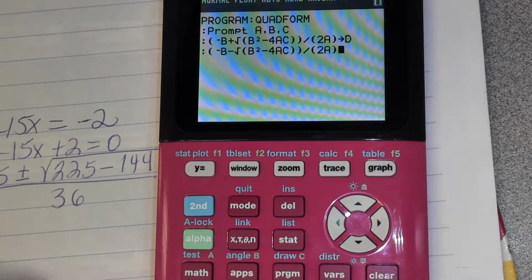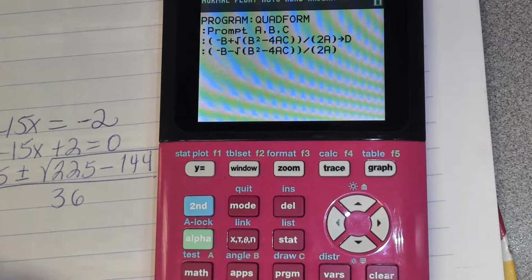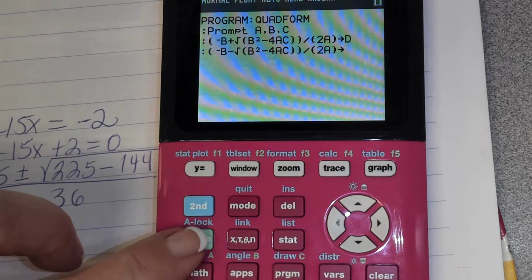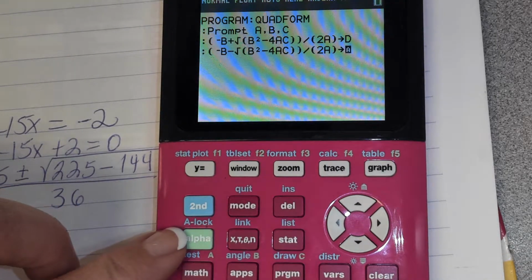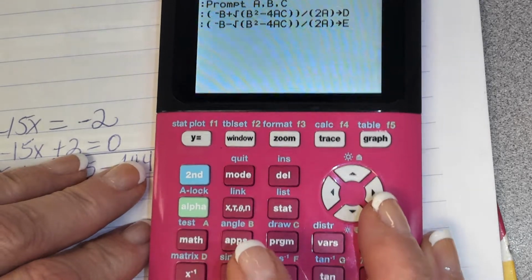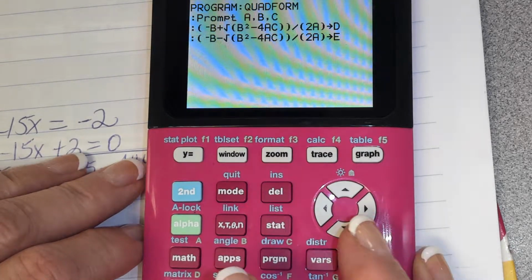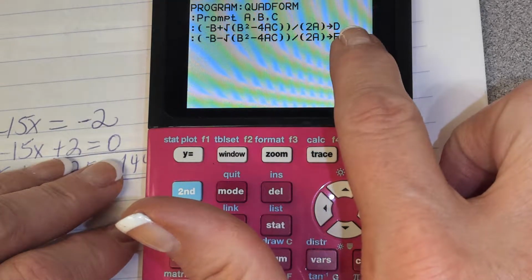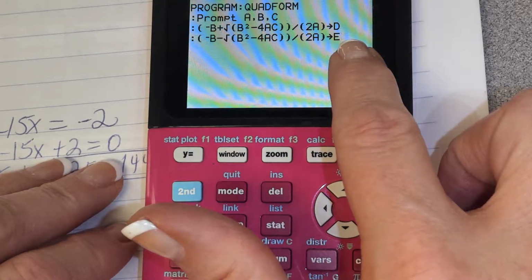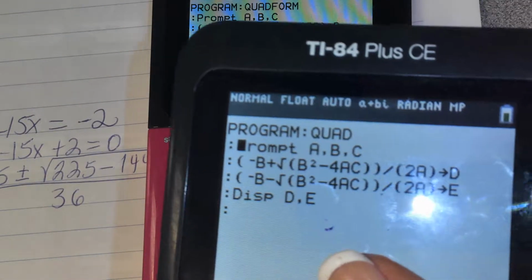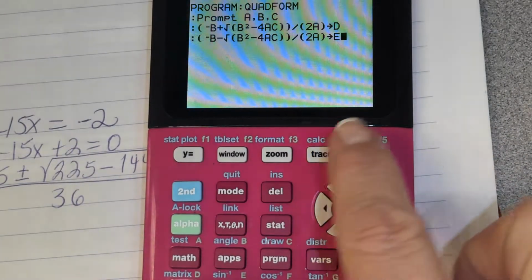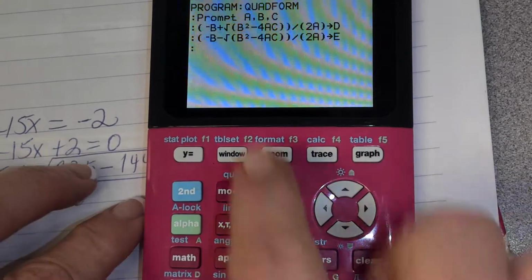Alright guys, so now we're going to want to store this. So store it. Let's store it in for E. Push alpha, E, and now we have it stored. At this point, all the calculator is going to do is calculate D and E, but it's not going to show us the answers. So if you look at the last step on this program, we wanted to display the answers. So to get to display, make sure you're on the next line.